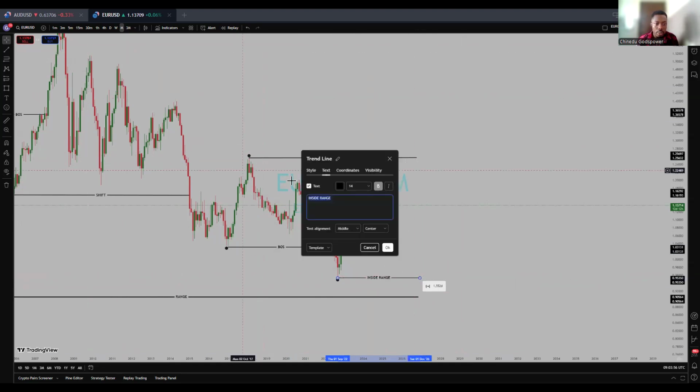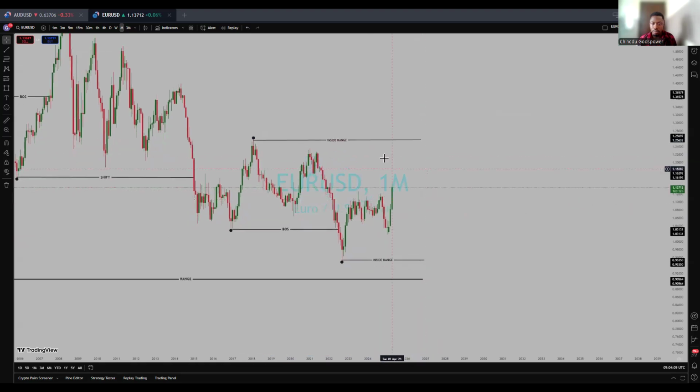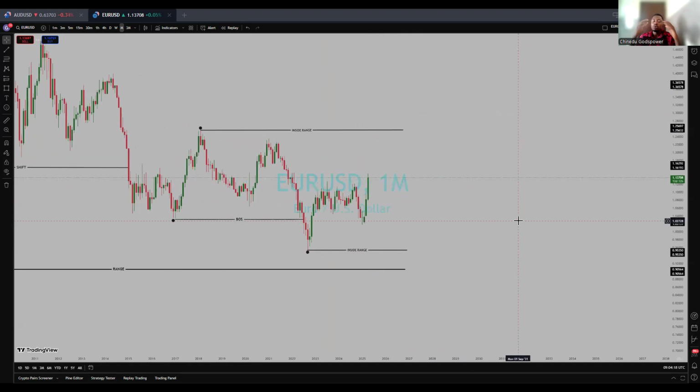All right. So I'm going to change this to 12. I'm going to change this to 12 too. Okay, guys. So basically, this is it. This is your inside range, and this is your inside range. The market is presently inside this range, and you want to know, is this market going to go high? Is it going to go lower?